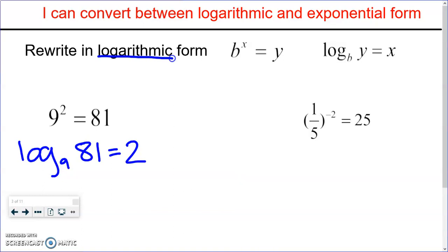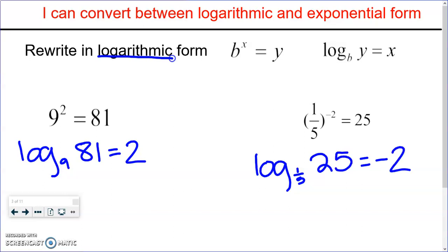We'll try another one. This says 1/5 to the negative second power equals 25. So log, base is 1/5, to the power of what's on the other side, which is 25, equals the exponent, which is -2.